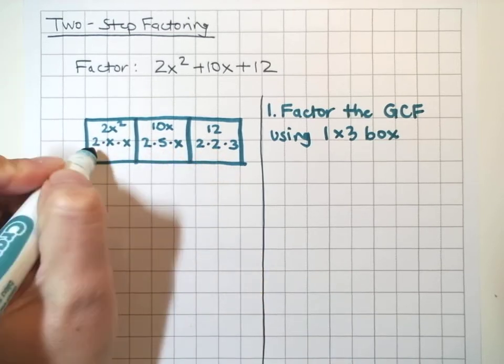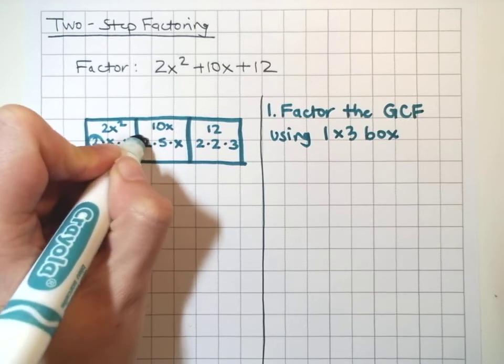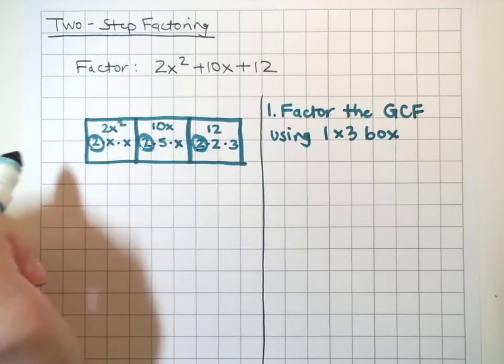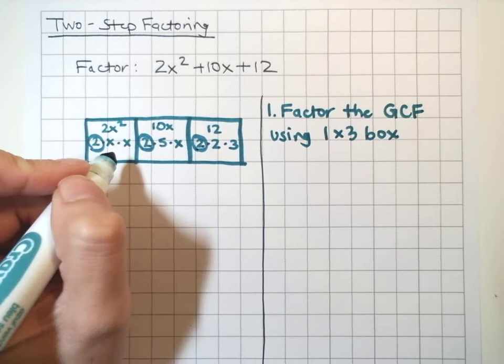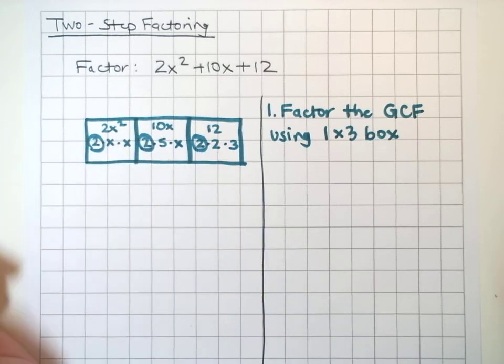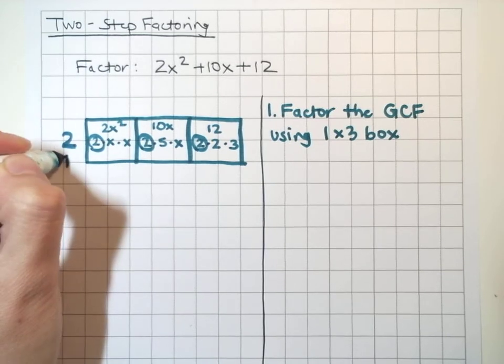In this case, I see a 2 in all of the boxes. 1, 2, 3 of them. All three have a 2. And it looks like that's the only common factor. That's the only thing those three boxes have in common. So 2 is going to come out here. That is your GCF.